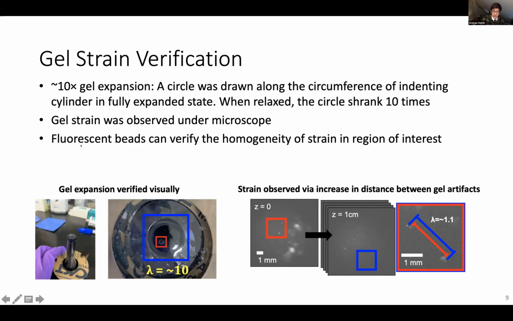And what we're currently trying to do is using fluorescent beads to verify the homogeneity of strain to a greater precision. Because again, using gel artifacts such as air bubbles, it's kind of hard to find air bubbles that are in a good confirmation that we can actually use to verify the strain is happening. But at the very least, we know that visually, the gel is expanding about 10 times. So that's good.